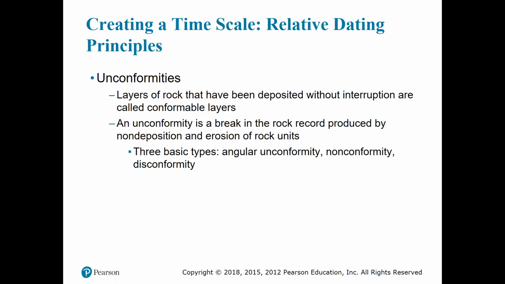So when we look at layers of rock that have been deposited without interruption, we call those conformable layers, conformity. Anything that disrupts that is called an unconformity. This is when we get essentially a missing piece of the rock record produced by times when there was no deposition and we had erosion. And there are three basic types of unconformities: angular unconformities, non-conformities, and disconformities.